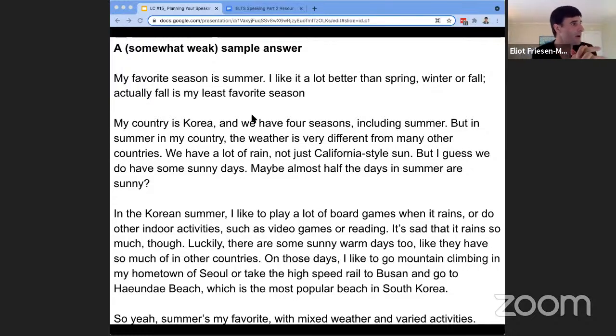In the Korean summer, I like to play a lot of board games when it rains, or do other indoor activities, such as video games or reading. It's sad that it rains so much, though. Luckily, there are some sunny, warm days too, like they have so much in other countries. On those days, I like to go mountain climbing in my hometown of Seoul, or take high-speed rail to Busan and go to Hyundai Beach, which is the most popular beach in South Korea. So yeah, summer's my favorite with mixed weather and varied activities.